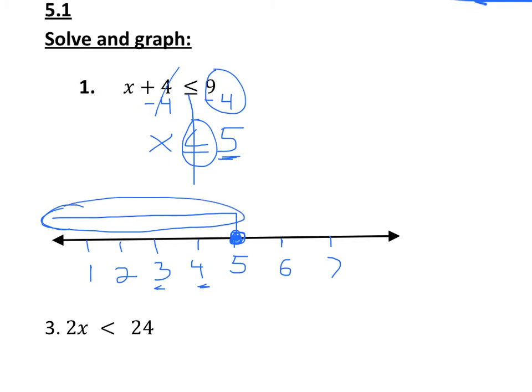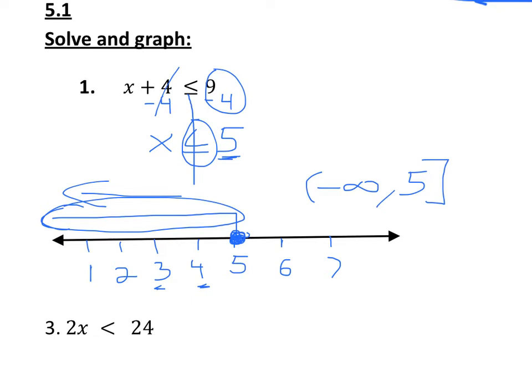I'm also going to put this in here. I'll probably explain it more in class. If I put this solution set in interval notation, it's negative infinity, because this goes to the left to negative infinity, and then it goes to 5, and I put brackets. Brackets means that it's a closed circle there. All right, like I said, I'll probably explain that more in class.